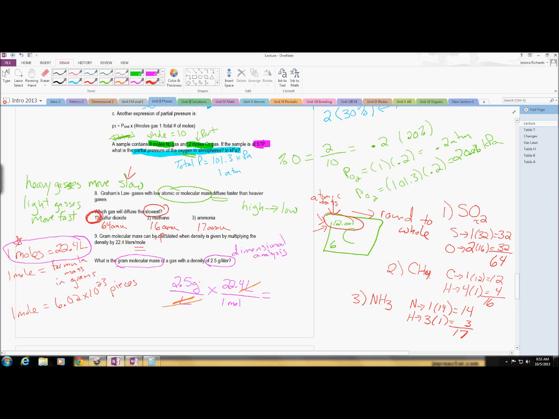Grams don't cancel with anything. Moles don't cancel with anything. And the units that I'm left with are grams per mole, and those are the units for gram molecular mass. Next lecture, we're moving on to solids and liquids.